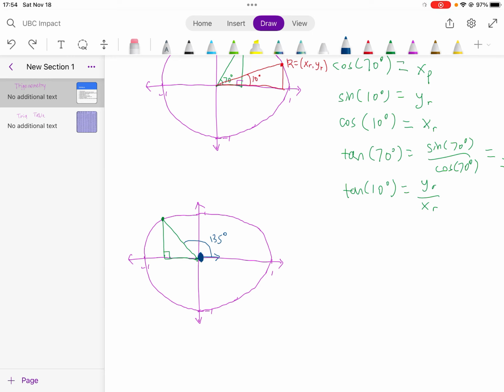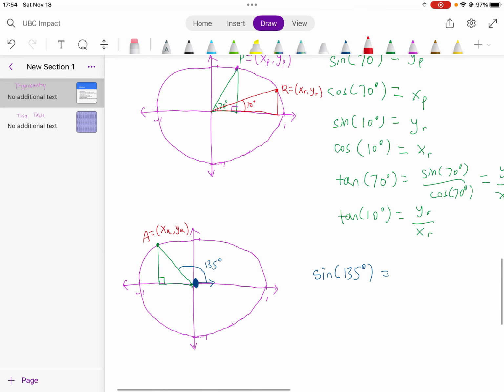So we're going to be asking what the sine of 135 degrees is, and see if there's any way that we can do this. Of course we can do the same thing as before. Label this point, let's call it A, and this is equal to XA, YA. So by our rules above, the sine will just be YA. No problem, that is actually correct.